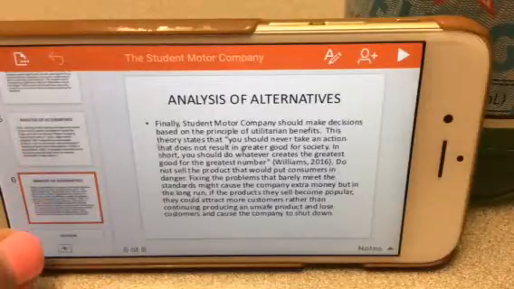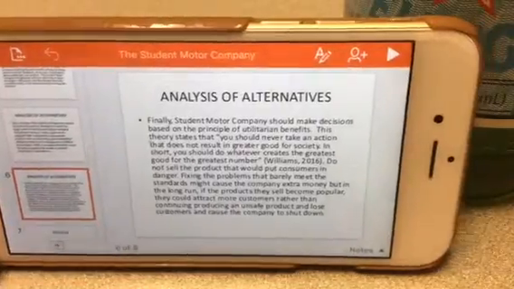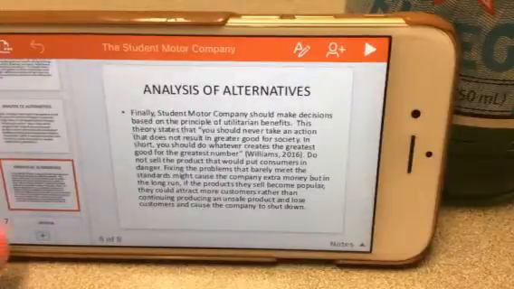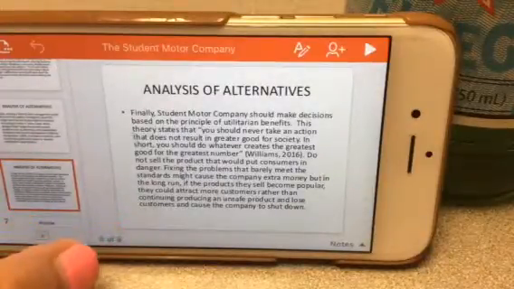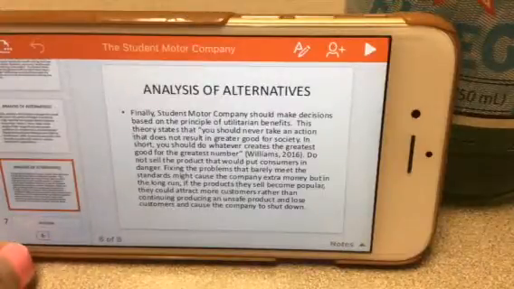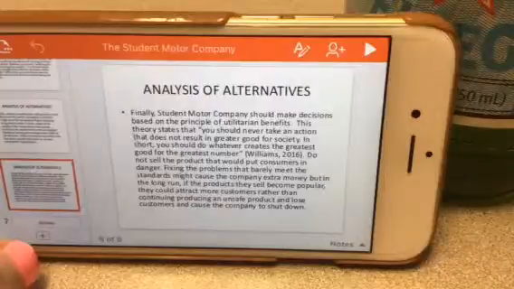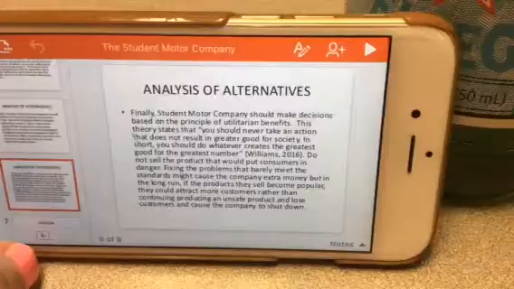Finally, the Student Motor Company should make decisions based on the principle of utilitarian benefits. This theory states that you should never take action that does not result in greater good for society. In short, you should do whatever creates the greatest good for the greatest number. Do not sell the product that would put consumers in danger.